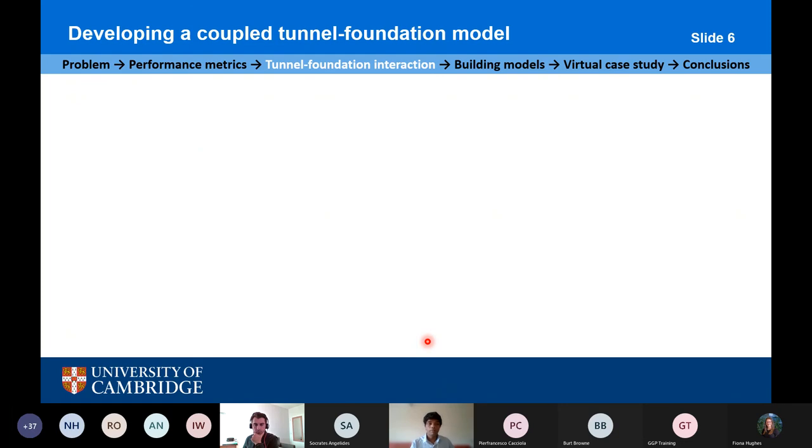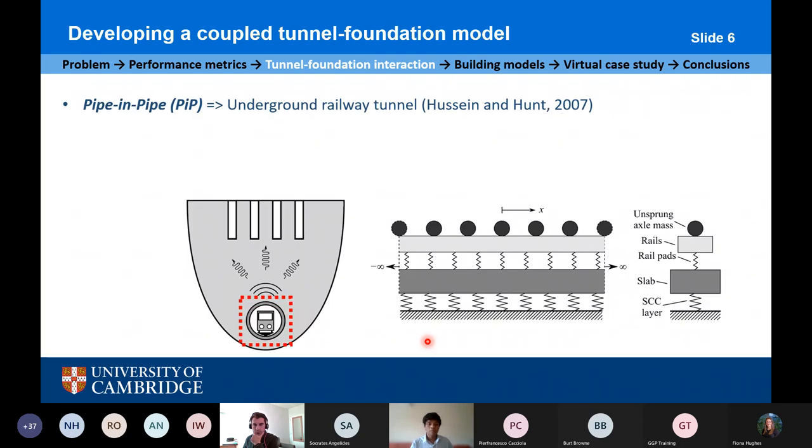So I'll talk about the modeling, the particular coupled tunnel foundation model that we've been able to produce. This starts off with first accounting for the vibration that is propagating out from the tunnel. For this, we are using a pipe-in-pipe model, which was developed by Sain and Hunt. This is a representation of what the train and the railway track look like within the tunnel itself. I won't go into too many details about the model, but we can represent the track and the mass of the train as point masses, some beams for the rails and the slab, and also some springs for the rail pad, and the self-consolidating concrete for the connection with the base of the tunnel invert.